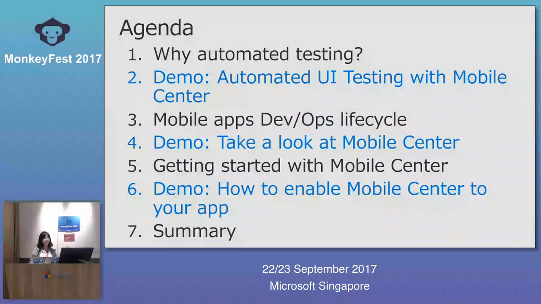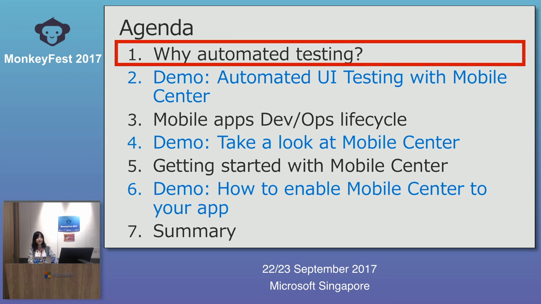And this is today's agenda. There are three things I'd like to cover today. Firstly, I will talk about why automated UI testing is important for us. Then I will explain the mobile DevOps lifecycle. Finally, I will show you how to get started with Mobile Center. So the first topic is why automated testing.